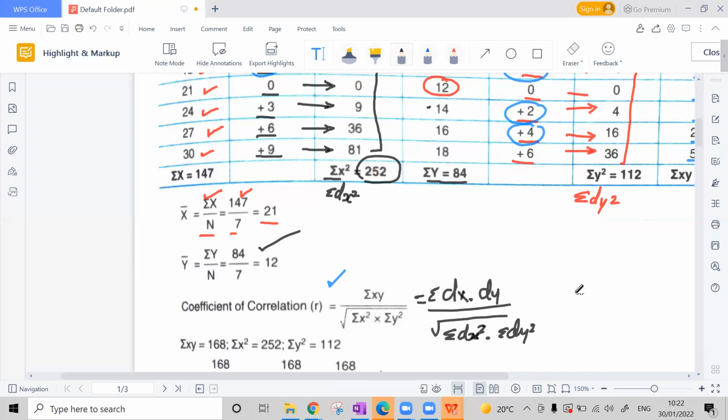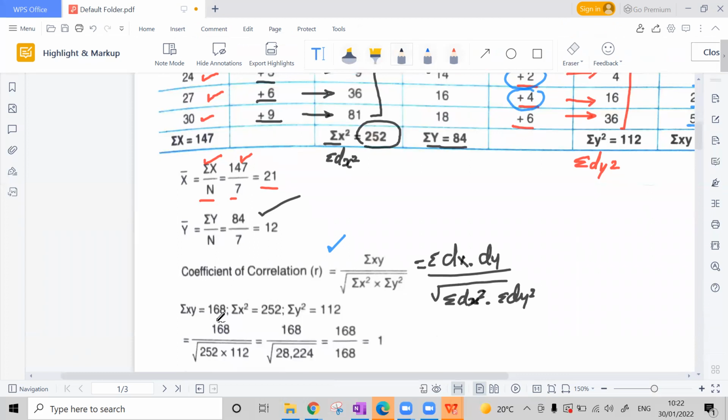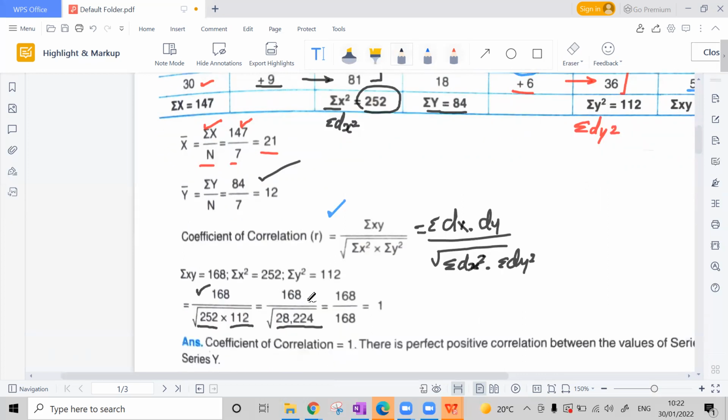Noted, beta: dx dy, and then dx square and dy square. Now put in the values. Summation dx dy is 168, summation of dx square is 252, and summation of dy square is 112. So ultimately, we will be calculating this. My suggestion is that you calculate with the help of a log table, and convert into 2.52 and 1.12, because this calculation is not possible directly for 28224. You can calculate with the help of the log table, that 2.52 and 1.12.